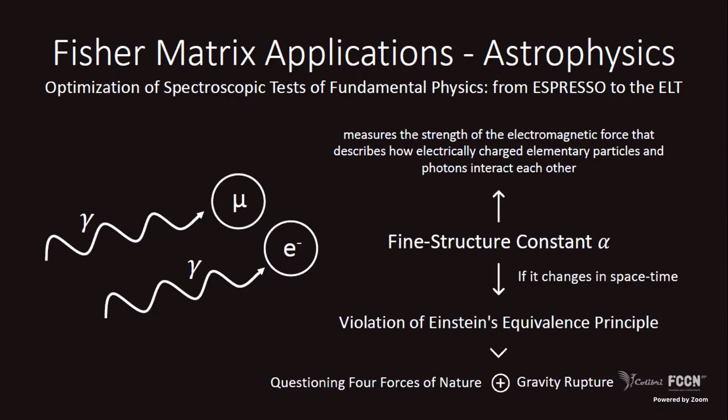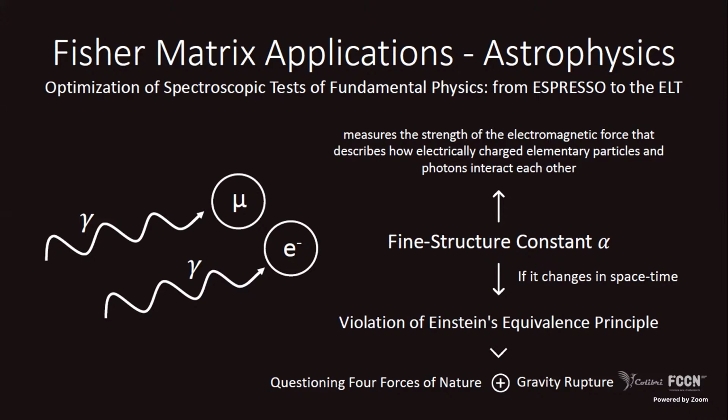And now the fine structure constant. This coupling constant measures the strength of the electromagnetic force, which describes how electrically charged elementary particles and photons interact with each other. But this constant has a particularity: if it changes in space-time, it will imply a violation of the Einstein equivalence principle. As well, this will imply a questioning of all four forces of nature and a rupture of gravity as we know it.